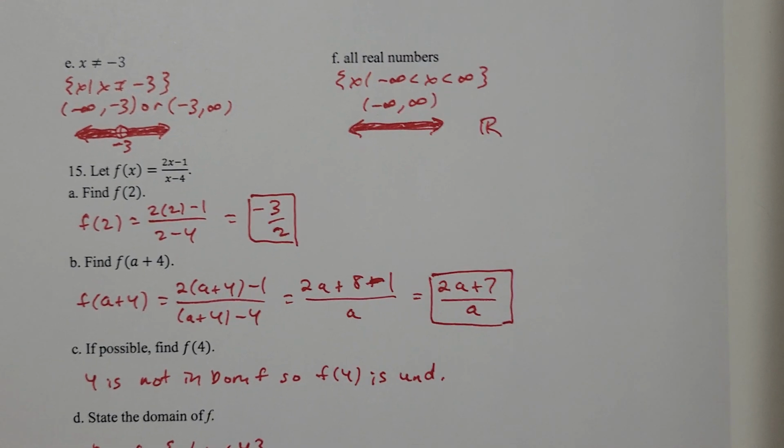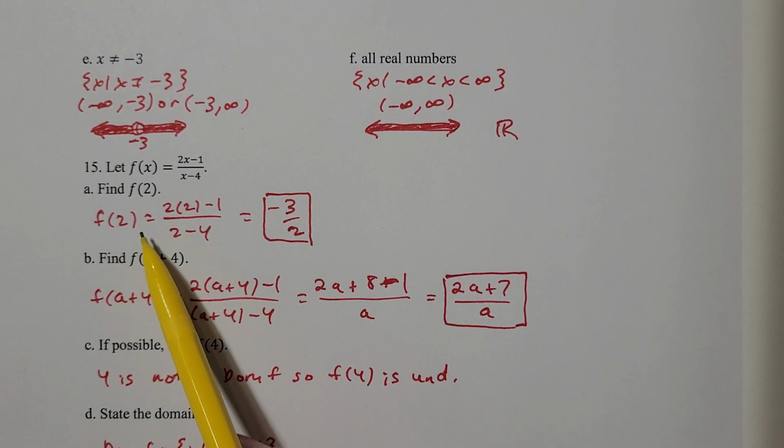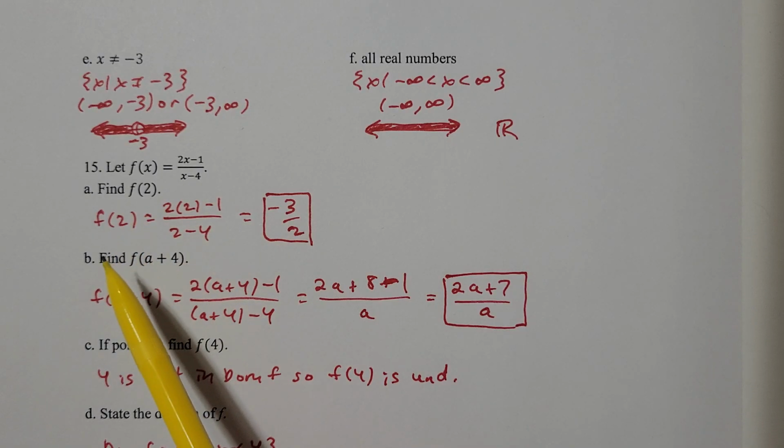All right, we're on problem 15 here. So let's let f of x be equal to 2x minus 1 divided by x minus 4. In part A, we want to find f of 2. So when x is 2, what is f of 2?